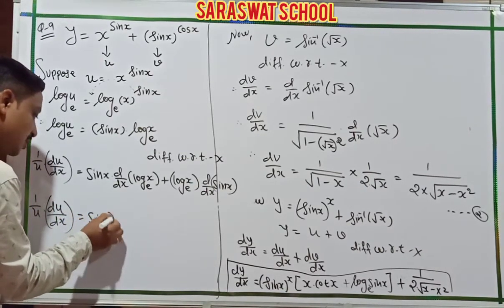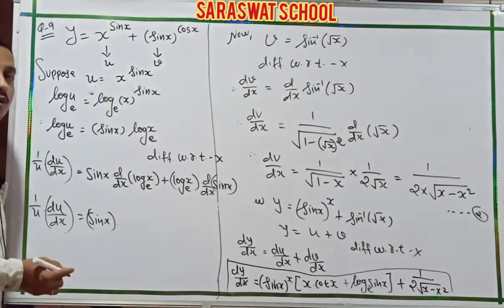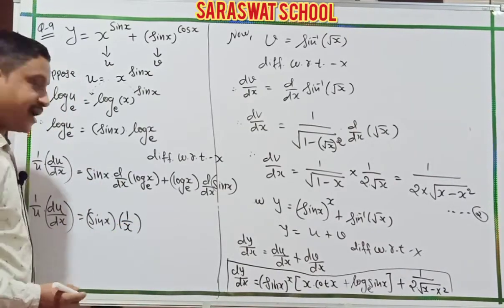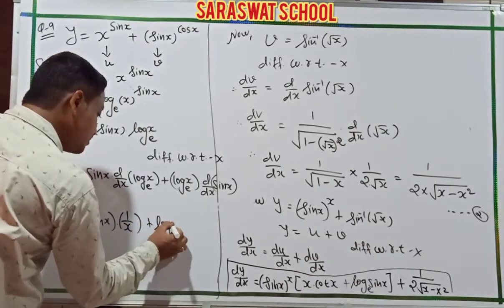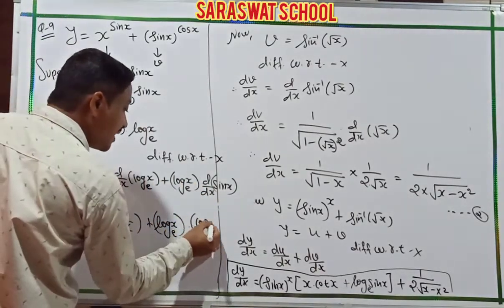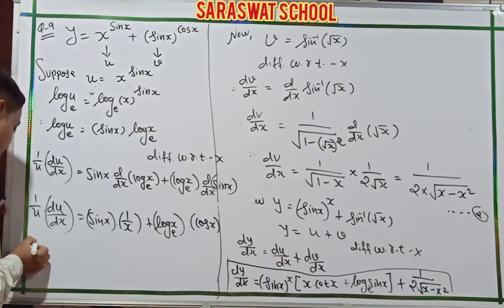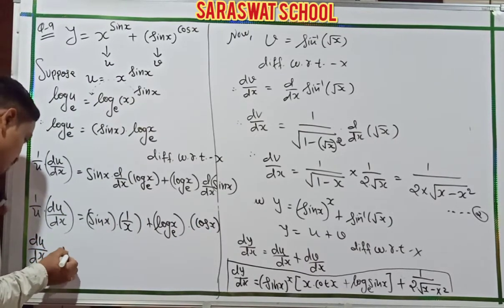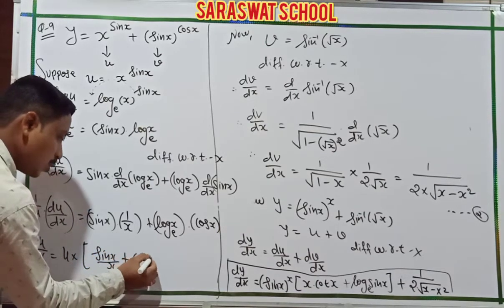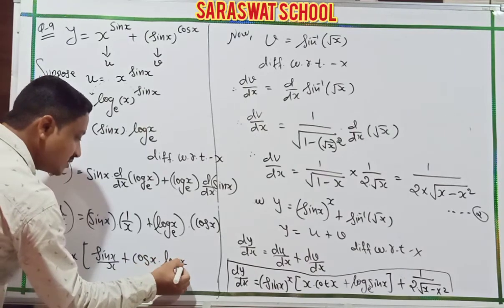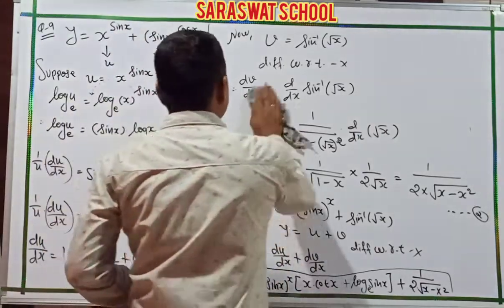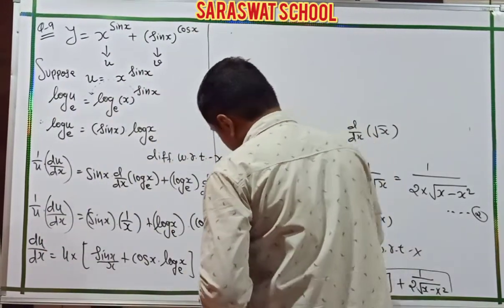And now, students, slowly think about the derivative of log x. What is the derivative of log x? 1 by x. Same, log x base e. Now the derivative of sin x, this is also known, it is cos x. So taking u to the upper side, du by dx equals u into sin x by x plus cos x with log x base e as it is. Now, students, putting the value for u, the derivative on the u side is easily done.